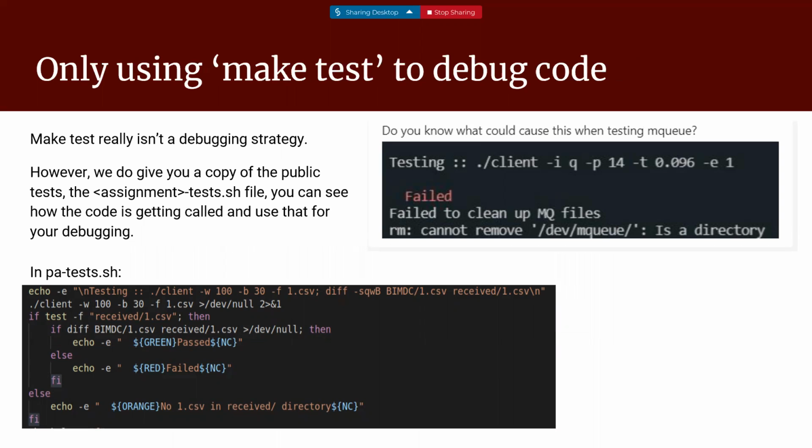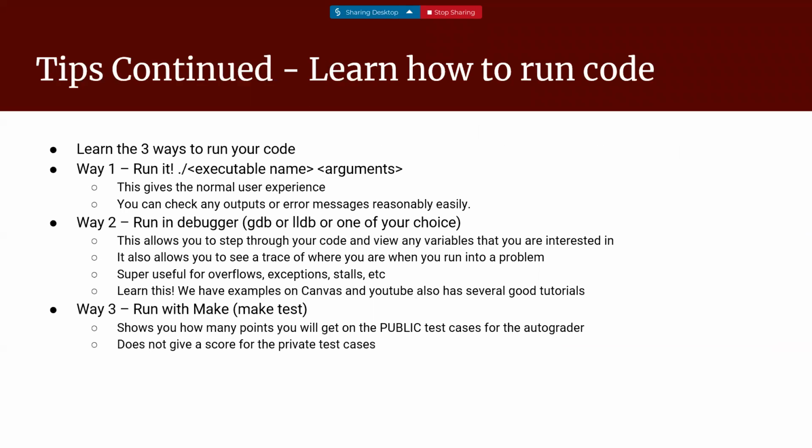Do you know what could cause this? No, I know it failed. So learn how to run your code. I'm sure everybody has done this before, but it's ./ executable name plus any arguments. So that's the first way that you should run your code before ever trying to do a make test. I mean, compile it, but then run it.